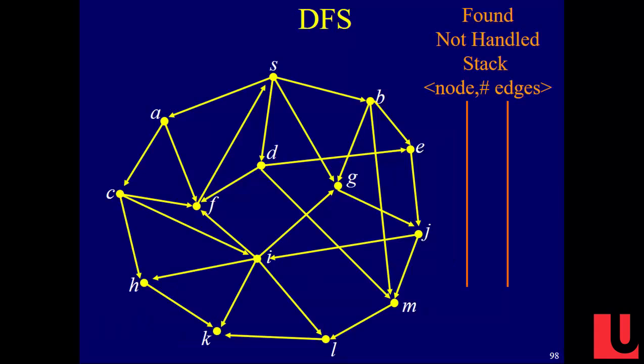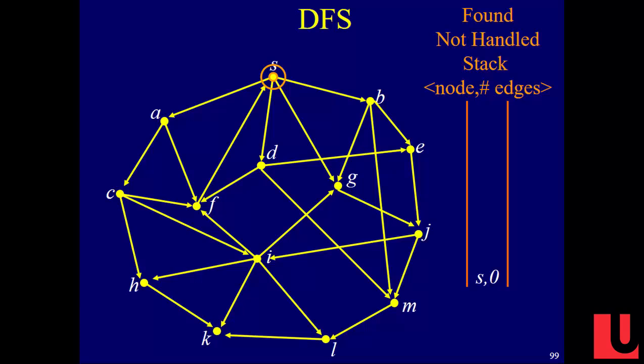And so now what we're going to store on the stack is the nodes that are partially handled. Right? We found them, and we haven't fully handled them. Maybe we haven't handled them at all. But we found them, and they're not completely handled. All right? So we're going to say how many edges have been handled. So how do we start? We start by saying we found S and we've handled 0 of its edges, right?